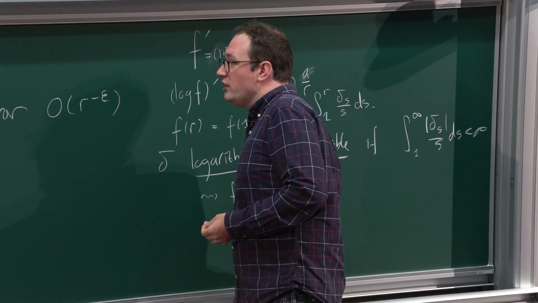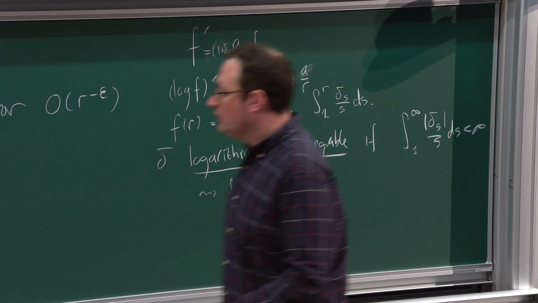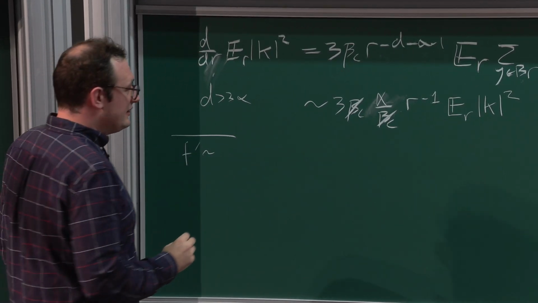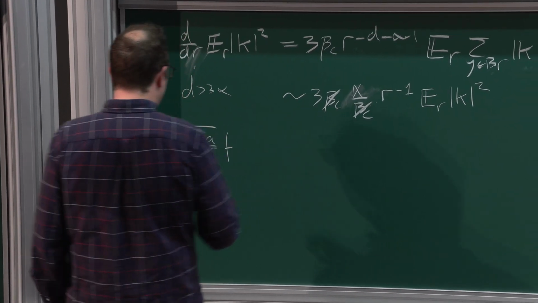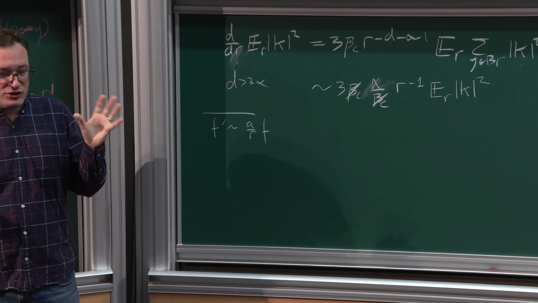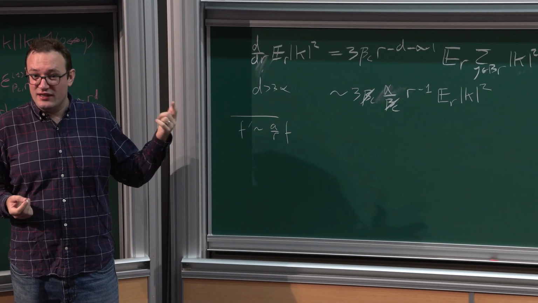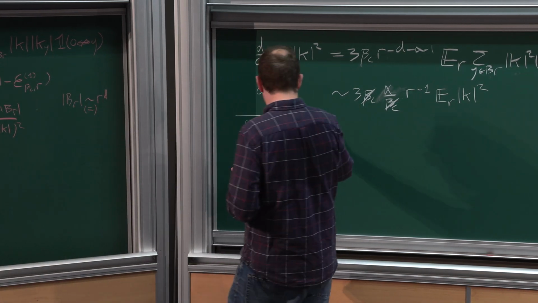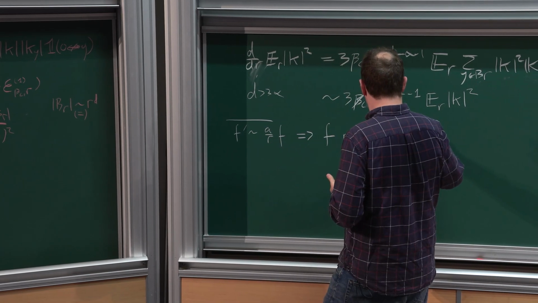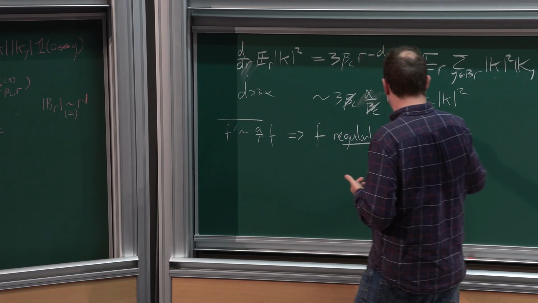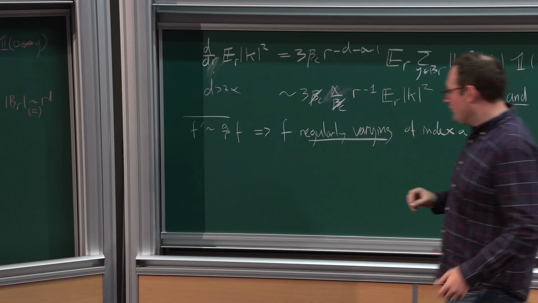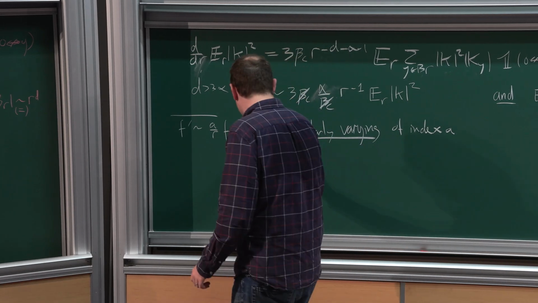Now, what is always true is that if f prime is asymptotic to a over r times f, this is quite a strong version of saying that f grows roughly like r to the a. In particular, this implies that f is regularly varying of index a. So what does this mean? Actually, this came up in my group theory talk yesterday as well.